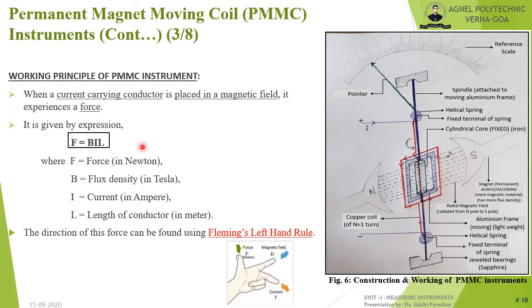The working principle of the PMMC instrument is based on the fact that when a current carrying conductor, that is this moving coil, is placed in a magnetic field, it experiences a force. This force is given by the expression F equals B into I into L, where F is force in Newton, B is the flux density in Tesla, which acts from North Pole to the South Pole, I is the current in this moving coil, and L is the length of the conductor in meters.